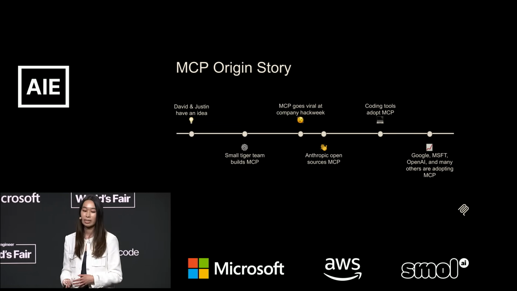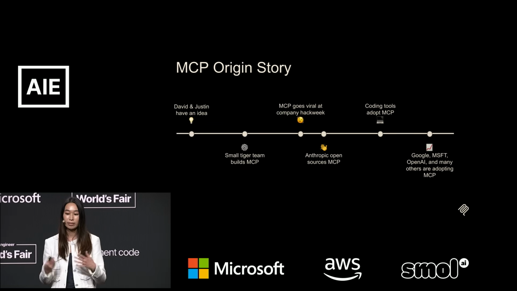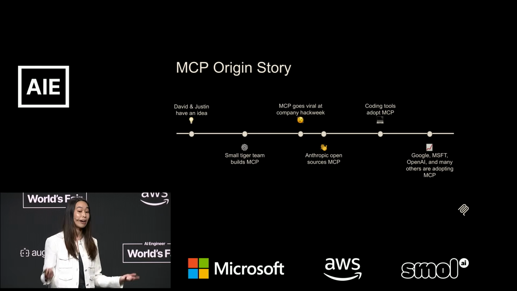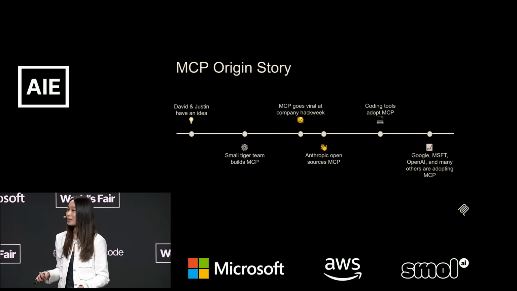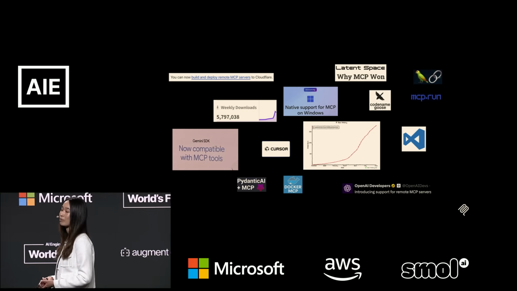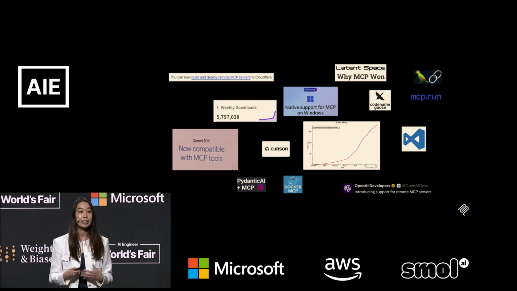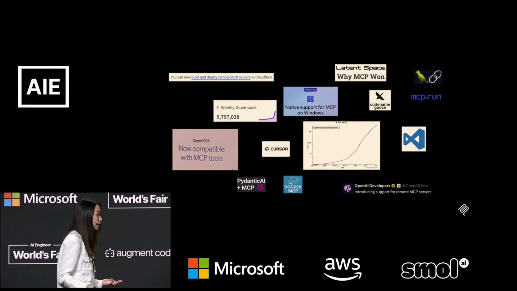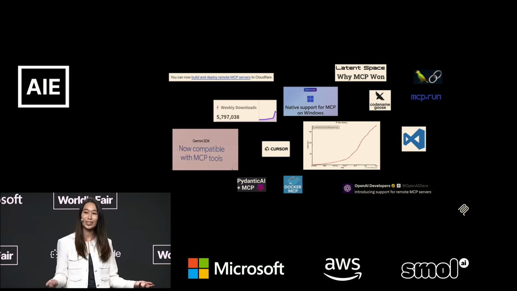And more recently, we've seen another turning point where Google, Microsoft, OpenAI, and many others have also adopted MCP. So we're really excited to see this become more and more the standard, but ultimately standards become standards because they are actually useful to builders.